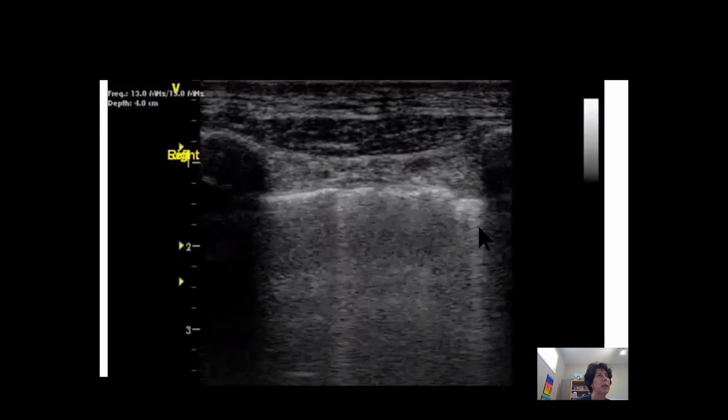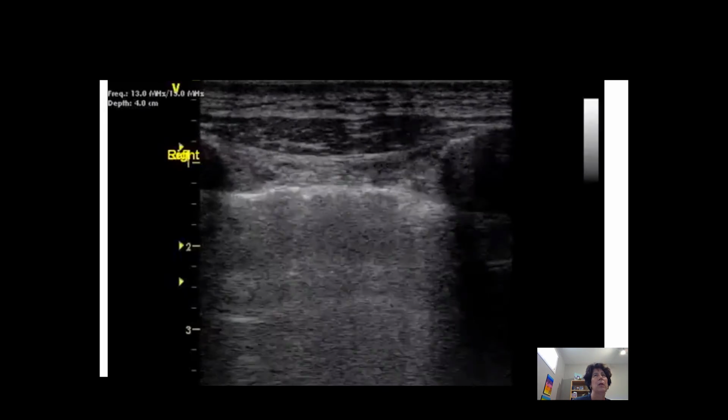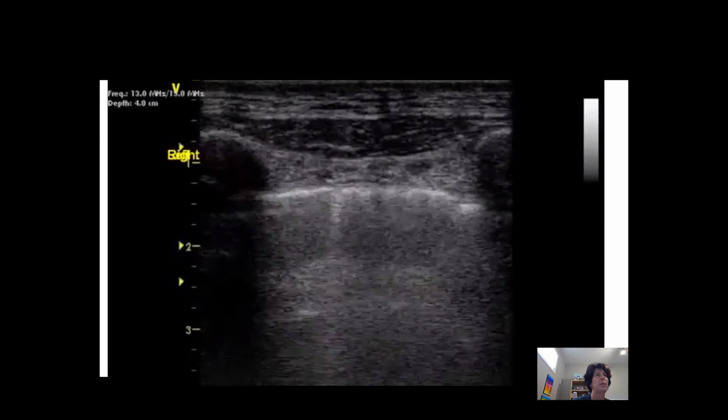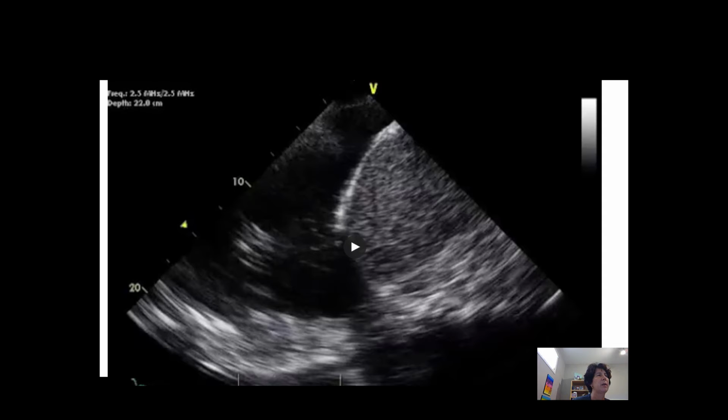And these would probably be excessive B lines, which would give you the impression of either pulmonary edema or some kind of ARDS picture.